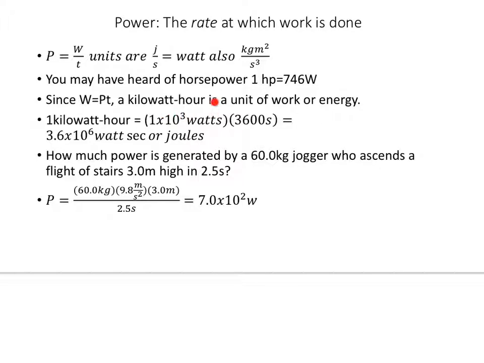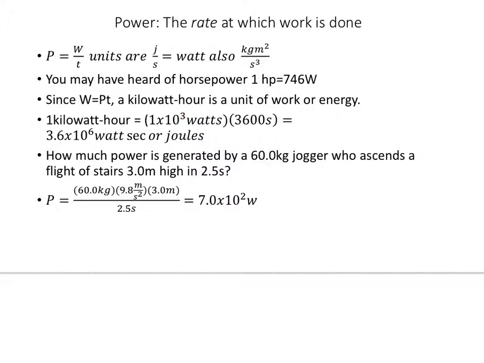Now, a kilowatt hour, if you ever looked at your electric bill or your parents' electric bill, you may have seen that electrical energy is often expressed in that unit. And it's a unit of work or energy. It's not a unit of power, it's a unit of energy. And that's because work is equal to power times time. So the kilowatt is a unit of power, and the hour, of course, is a unit of time.